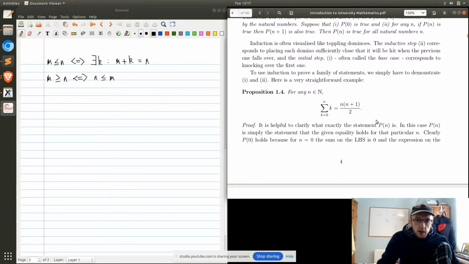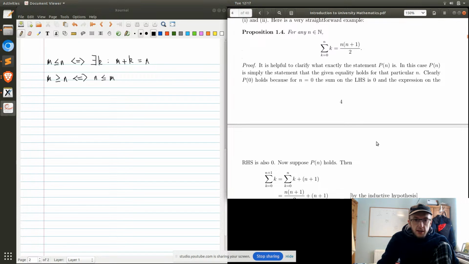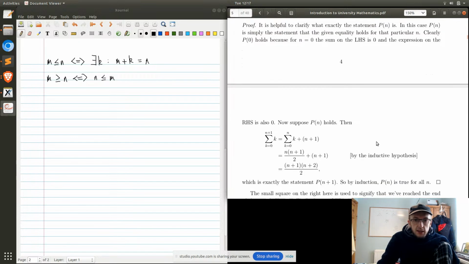It is helpful to clarify what exactly the statement P of n is. In this case, P of n is simply the statement that the equality holds for that particular n. Clearly P of 0 holds, because for n equals 0, the sum on the left-hand side is 0, and the expression on the right-hand side is also 0. Now suppose P of n holds.